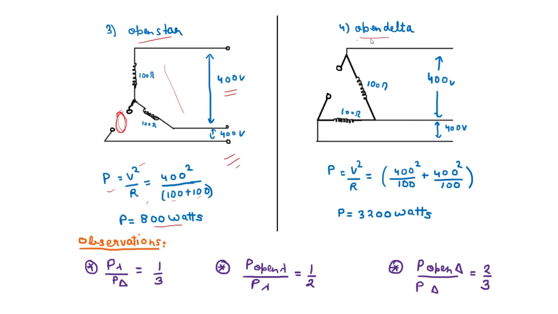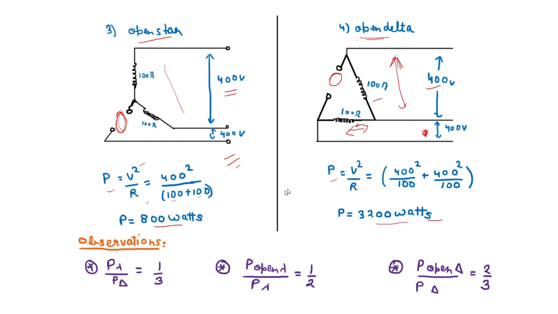And then in open delta connection, we will open this connection. So here what we are getting, we are getting 400 volt across this resistor and then 400 volt across this resistor. Therefore total power consumed is V square upon R. So 400 square upon 100 plus 400 square upon 100. Therefore, we get P is equal to 3200 watts.